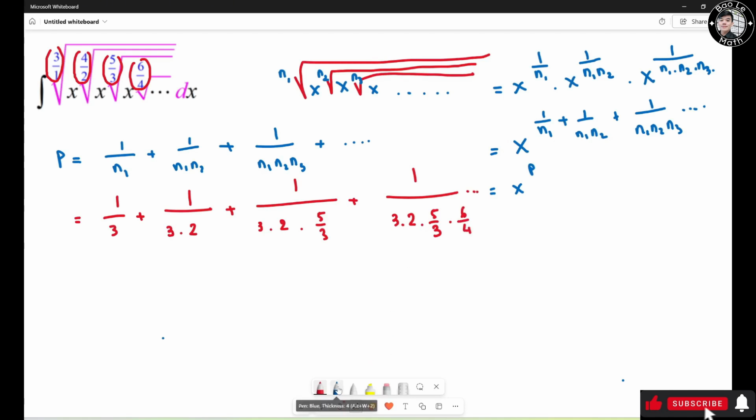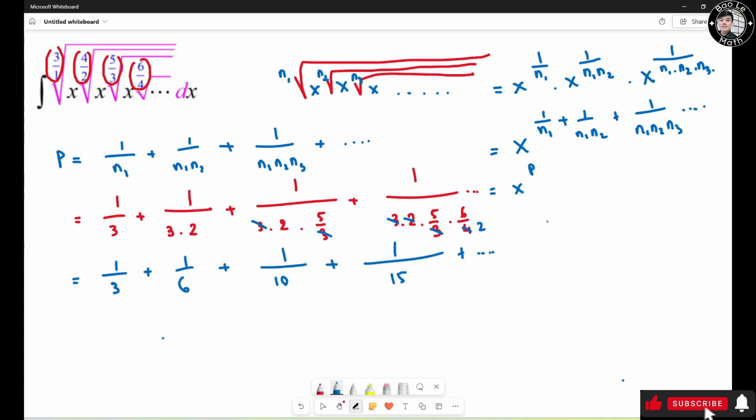Right? Now I need to simplify this one. So this guy turns out to be 1 over 3 plus 1 over 6 plus 1 over 3 and 3 cancel out, it could be 10, plus 1 over 3 and 3 cancel out, 2 and 4 cancel out, right? 5 times 6, it could be 30 divided by 2 right here, it could be 15 plus etc. The general term for this one is 1 over, since this one is the denominator, I could just call this one dk.